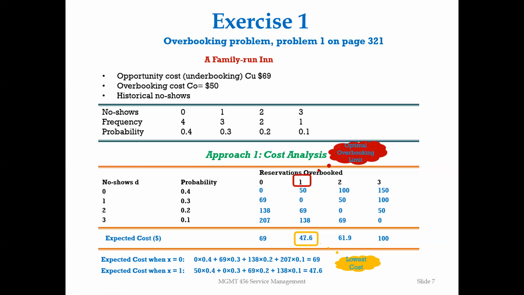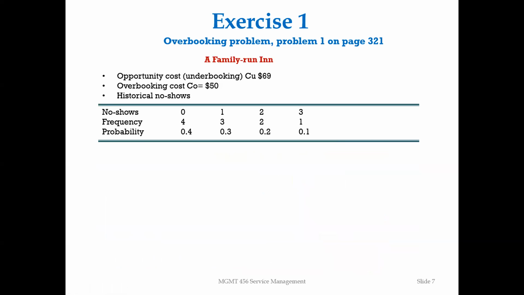So by doing the cost analysis, we can identify the optimal overbooking limit. So for this particular hotel, we should overbook by 1 room. Okay, sell 1 extra room. So if we have 50 rooms available, we should take 51 reservations. So this is method 1, approach 1, cost analysis.